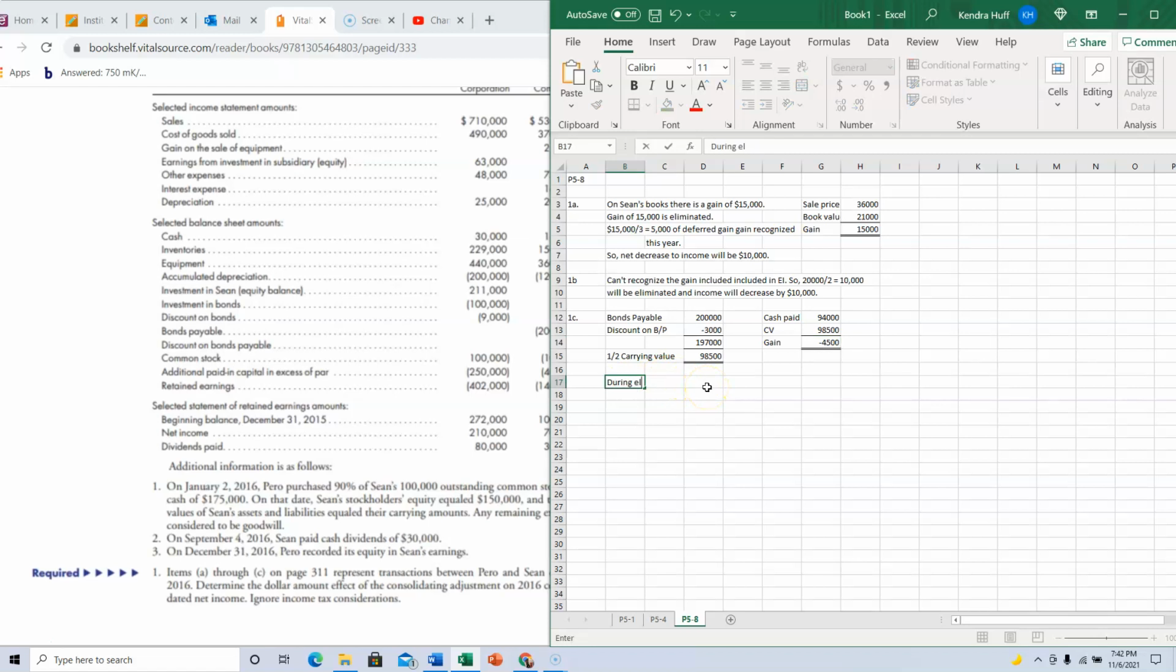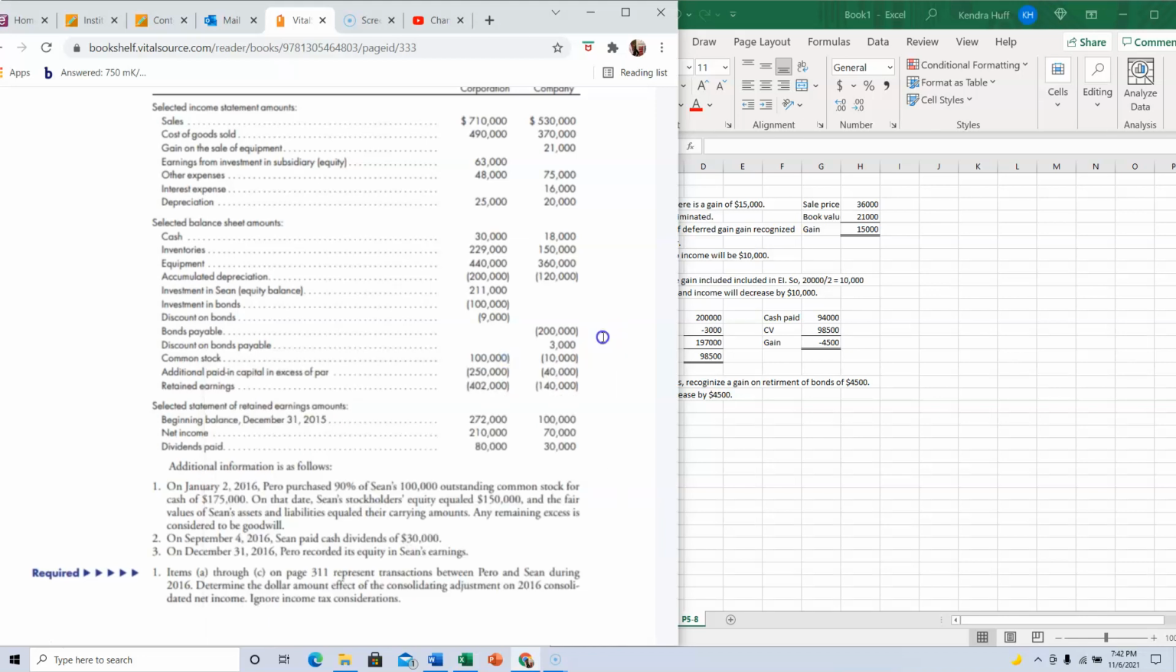So during the eliminations, they will recognize a gain on retirement of bonds of that $4,500. So income will go up by $4,500. Okay, that takes care of that part.